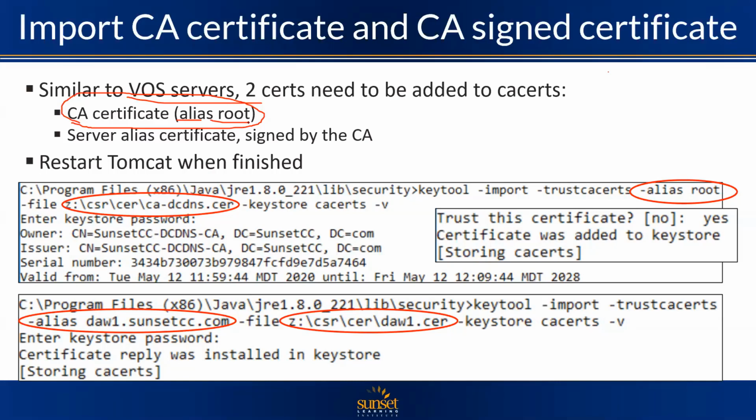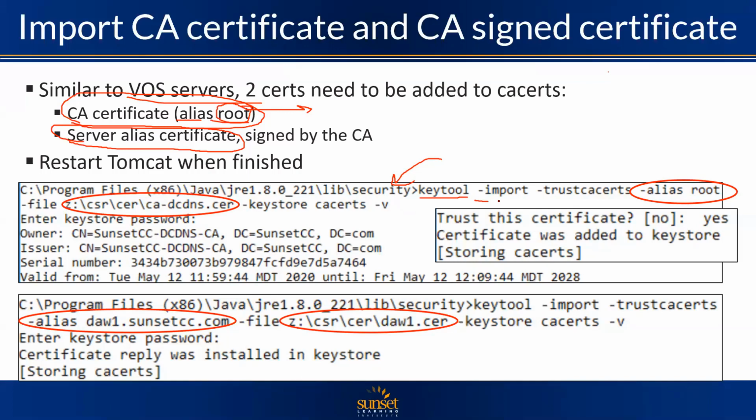Doesn't have to match your FQDN or anything like that, but apparently, according to documentation and people I talk to, the alias for your CA certificate should be named root. I don't know if that's a true statement or not, but mine is, and it seemed to work okay. We also have to add the certificate that was signed by the CA for this particular server. So still in that security folder, still running the Keytool command.